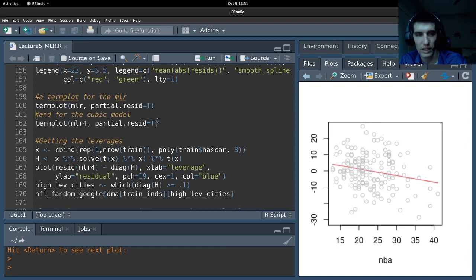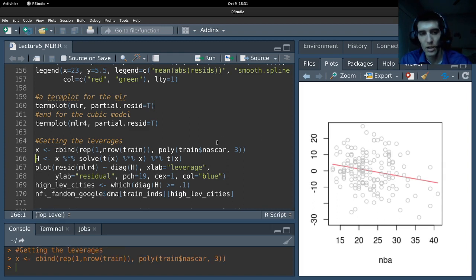So this is a way. What's nice about this is that it will bring up plots against the predictors quickly. So you don't have to do plot against NASCAR, plot against NBA. You can just do this term plot. But remember, you're not assessing mean zero. You're assessing that the mean should be around this red line. So if you were to subtract off this red line, you should see mean zero.